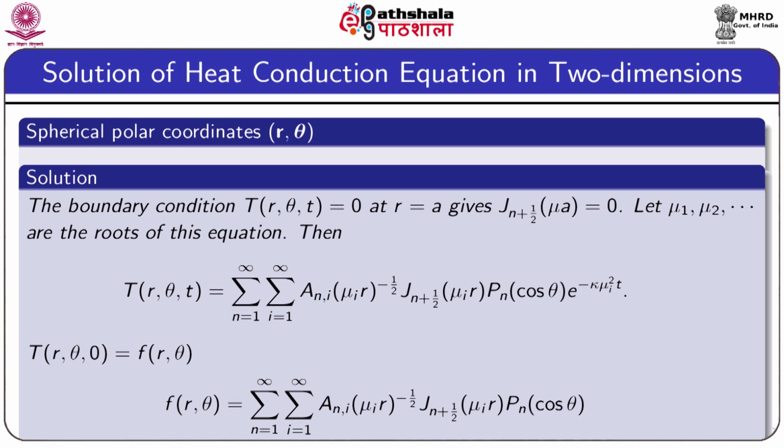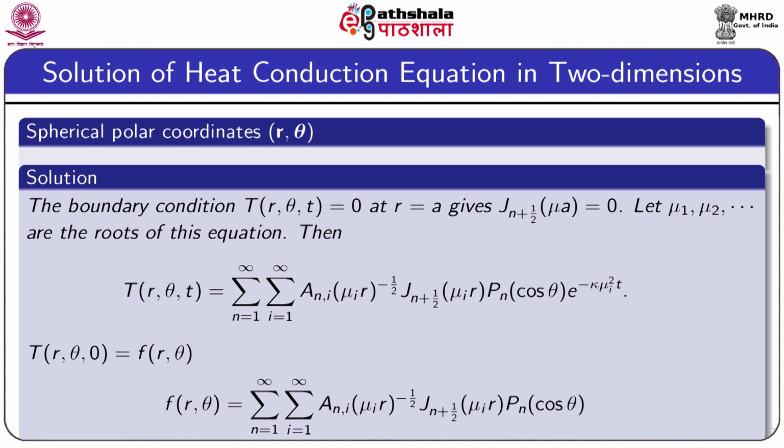Therefore, the solution can be written using the superposition principle as capital T equals sum over n, sum over i, a n i, mu i r to the power minus half, J n plus half mu i r, P n cos theta, e to the power minus kappa mu i square t. Now to find the values of the unknown constant a n i, we need to apply the initial condition which is given here. The temperature at time t equals 0 is determined by the function small f, which is a function of r and theta. So if we use this initial condition, we obtain the relation small f equals, which is written here.